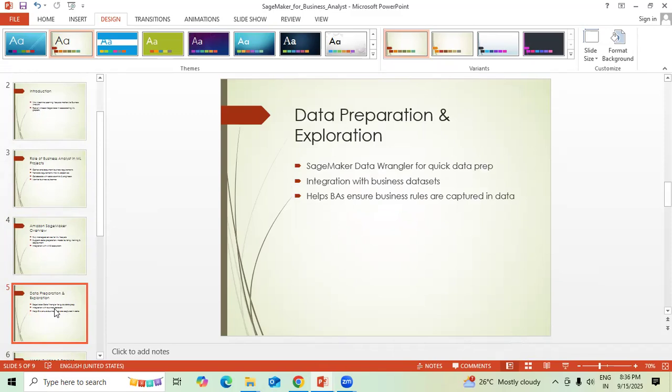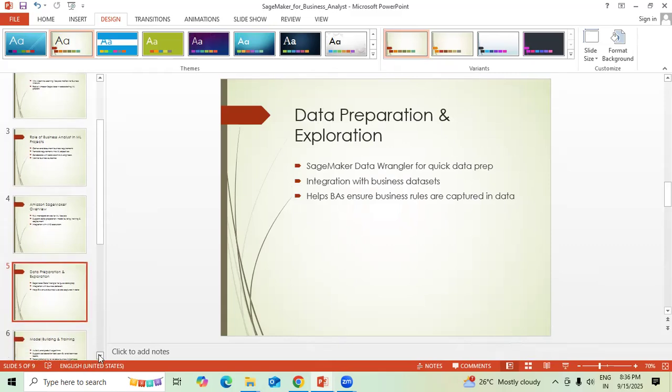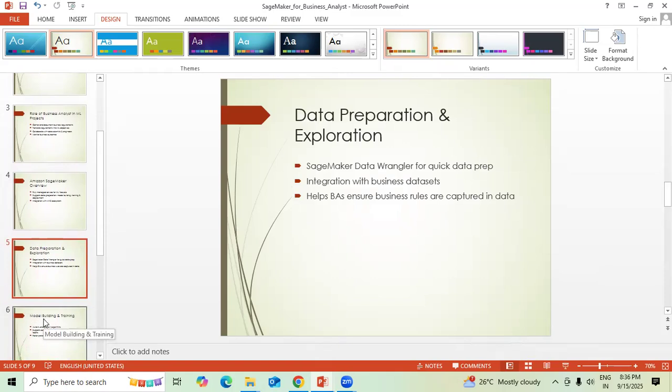Finally, it will be helpful for a business analyst to ensure the business rules are captured in data, because understanding the business rules and government mandates is more important. Business rules may vary from organization to organization. It will not be the same in all cases. So being a BA, we try to understand the business rules, and here we need to ensure that the business rules which must be captured into the data are captured, which is more important.